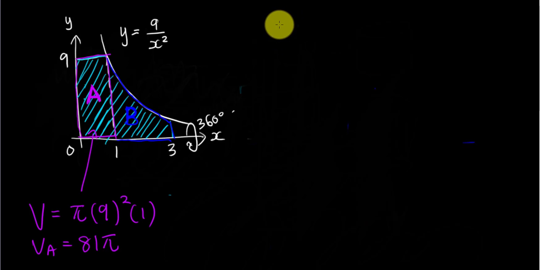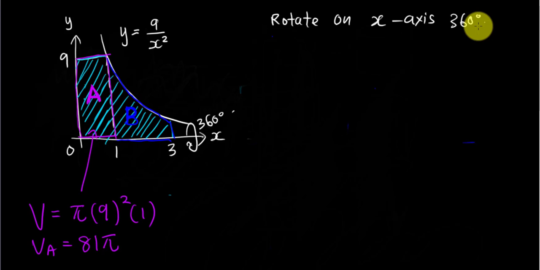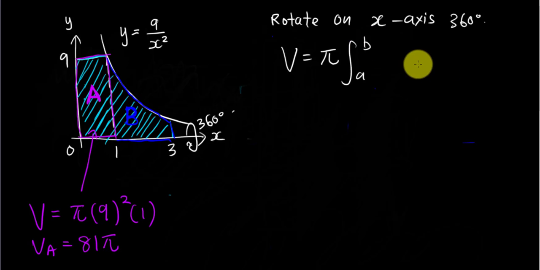If you rotate on the x-axis 360 degrees, let me change to the white color, I prefer white because it's higher contrast. If you rotate on the x-axis 360 degrees, you do something like volume equals pi, leave the pi, and then from a to b, and this one will be dx. If you rotate on the x-axis, it will be dx, and here will be the y squared.